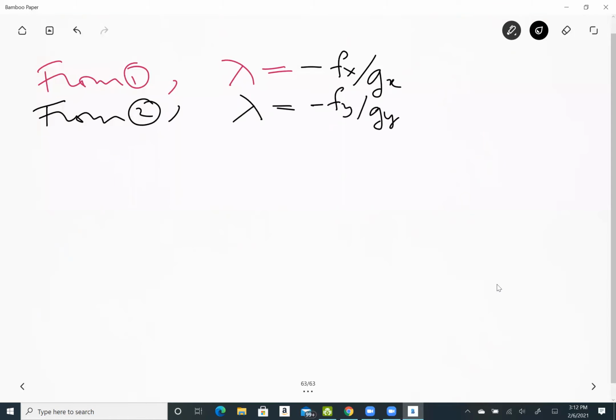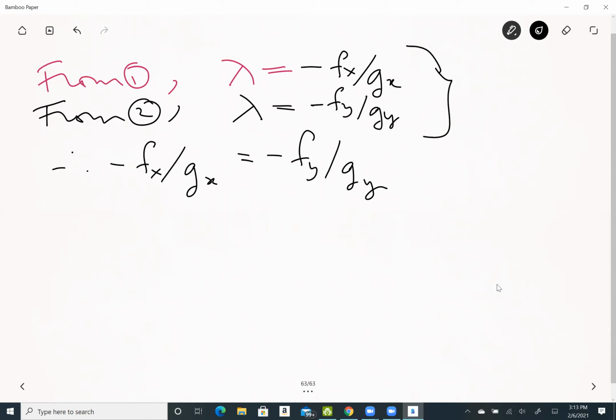So now, what can you do? You got lambda equal to something, and lambda is equal to something else. Therefore, 1 equals 2. So you got negative fx over gx equal to negative fy over gy. Negative and negative becomes positive, so you don't have to write the negative. It's just fx over gx equal to fy over gy.